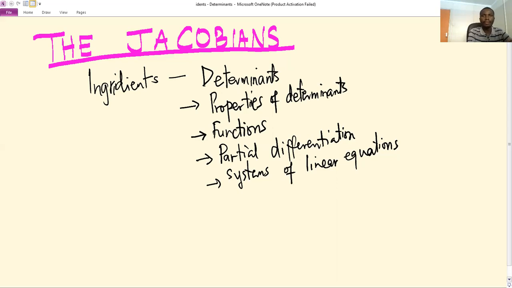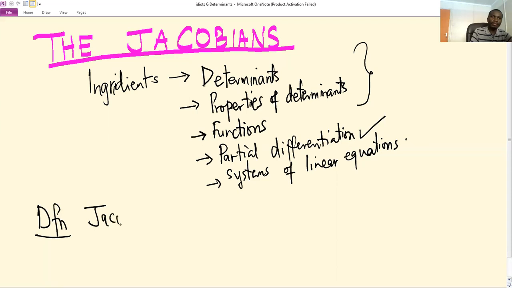But you shouldn't worry. If you have not done these chapters, feel free to watch videos on linear algebra, which has most of this stuff. This one is in calculus. This is still in linear algebra. So therefore now let's give the definition of the Jacobian before we do some examples. So, definition of Jacobian.